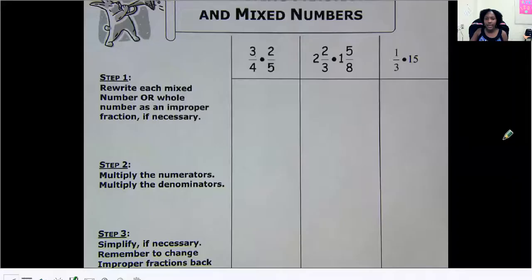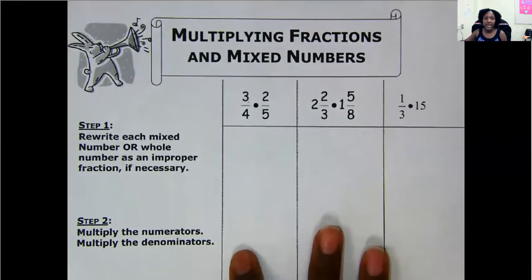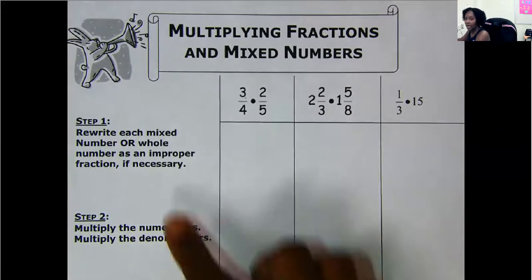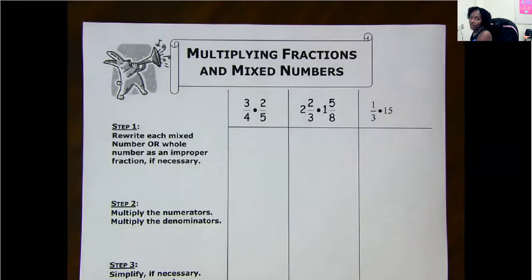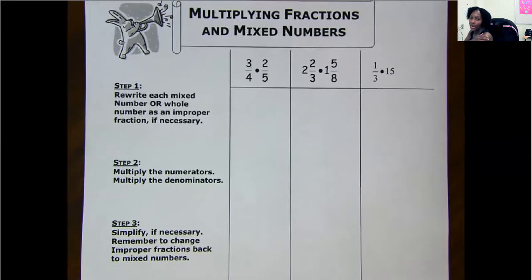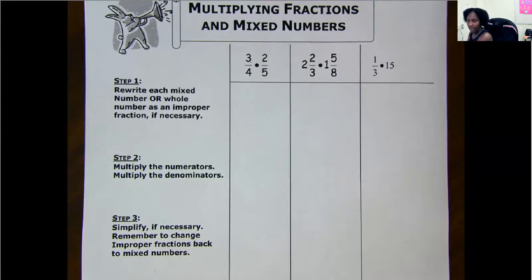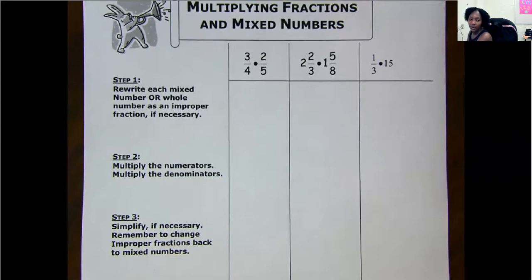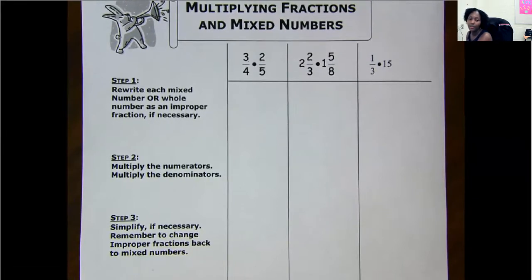All right, ladies and gentlemen, so our notes, multiplying fractions and mixed numbers. Notes along the side, I have a couple of steps for us to realize when we're doing this process. The first step says, rewrite each mixed number or whole number as an improper fraction if necessary. Step 2, multiply the numerators, multiply the denominators. And then finally, step 3, simplify if necessary. Remember to change improper fractions back to mixed numbers.